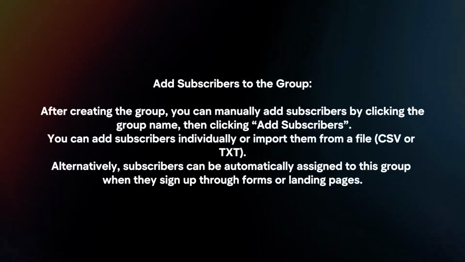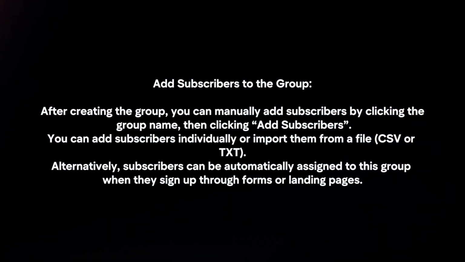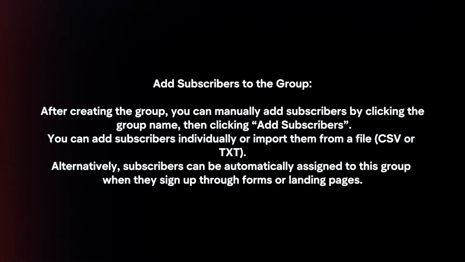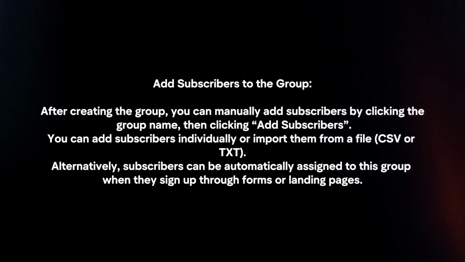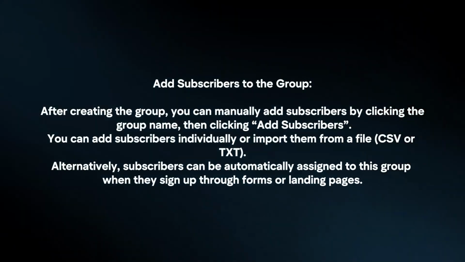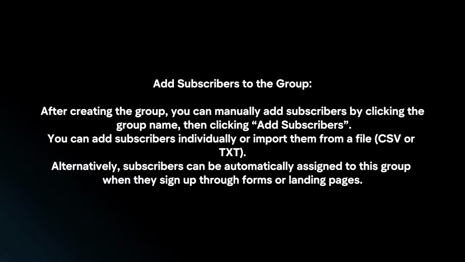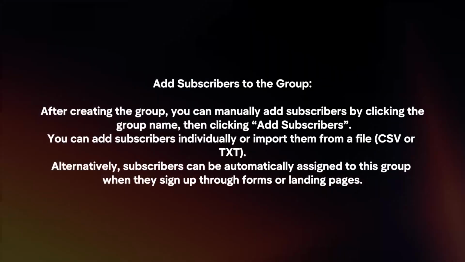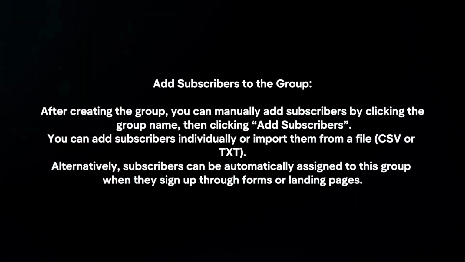Add subscribers to the group. After creating the group, you can manually add subscribers by clicking the group name, then clicking Add Subscribers. You can add subscribers individually or import them from a file. Alternatively, subscribers can be automatically assigned to this group when they sign up through forms or landing pages.